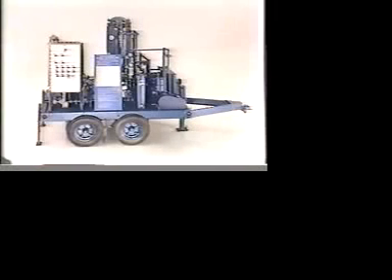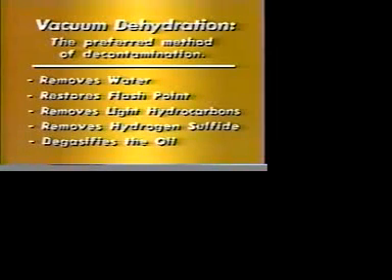Here would be a good picture of a mobile unit. This unit is used in a large plant on 36 reservoirs. It is wheeled from location to location for the purpose of removing water and other constituents that have contaminated the lube oil. Vacuum dehydration, in summary, is the preferred method because it not only removes water but also restores the flash point, removes light hydrocarbons and H2S, degasifies the oil. And as we said a minute ago, the principle is based on the simultaneous application of heat and vacuum.